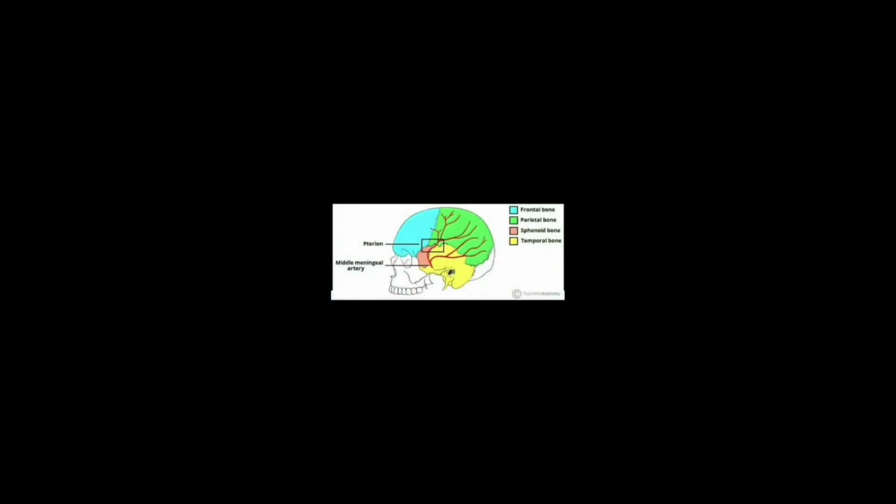In this picture, we can see the frontal bone, parietal bone, sphenoid bone and temporal bone. Pterion is the point where all these bones meet. The middle meningeal artery can be seen ascending just beneath the pterion.